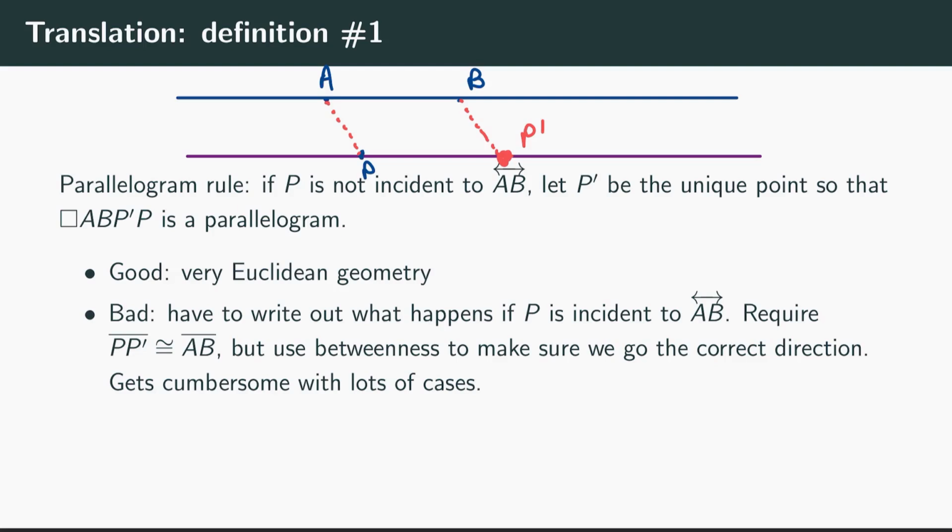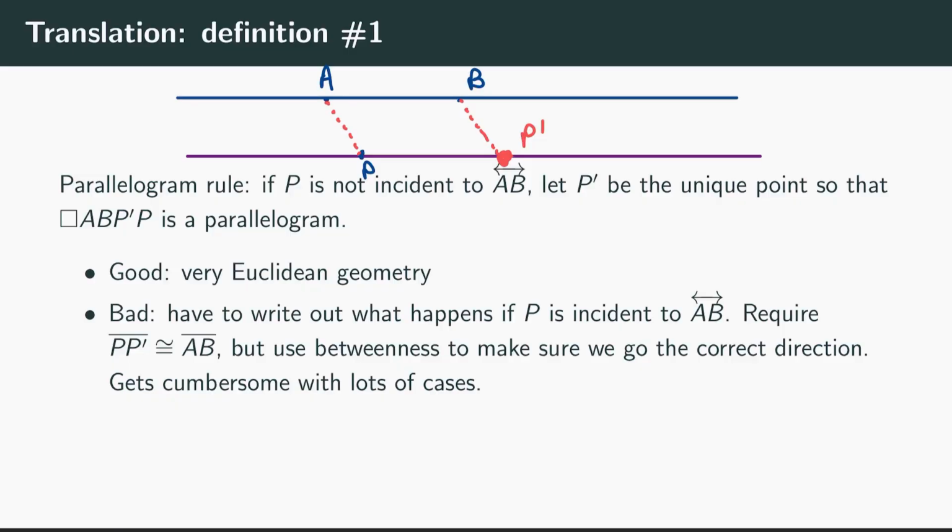So if P is not incident to the line AB, we want to define P prime to be the unique point so that my quadrilateral A, B, P prime, P is a parallelogram. This is very good in some ways. The very good thing about it is that it really feels like Euclidean geometry. We use that parallel postulate. It's a very geometric construction.